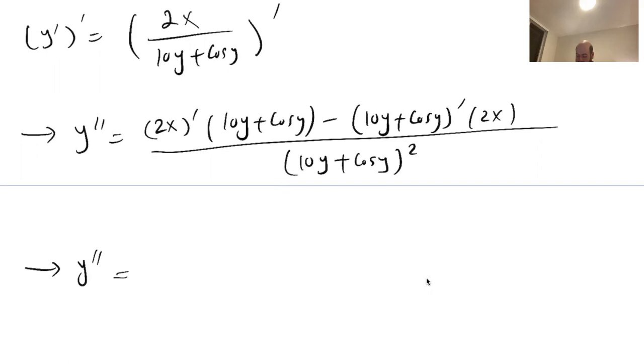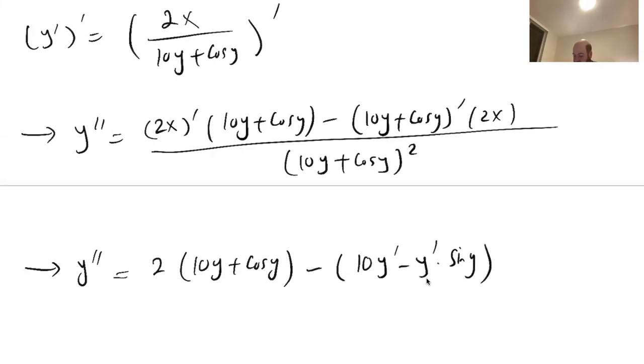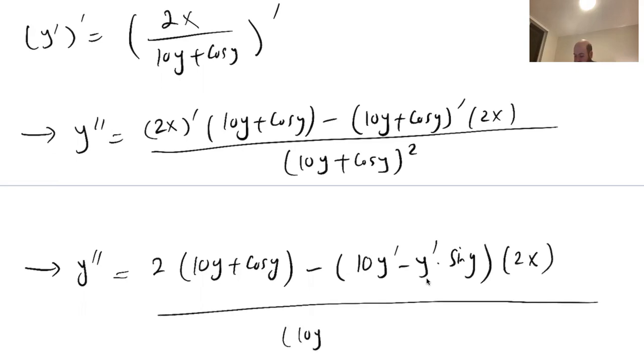Then we get y double prime equals 2 times 10y plus cos y, minus, now the derivative of this one is 10y prime. The derivative of 10y is 10y prime. The derivative of cos y, what is it? The usual derivative, which is minus sine y times y prime according to the chain rule. So minus y prime times sine y, and then times 2x, divided by 10y plus cos y the whole squared.